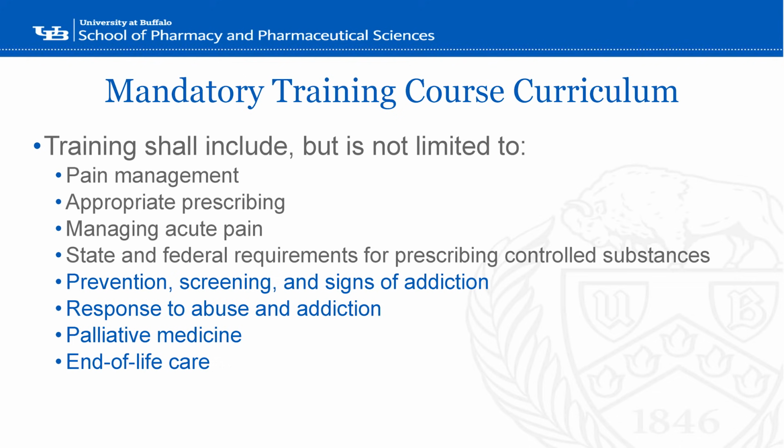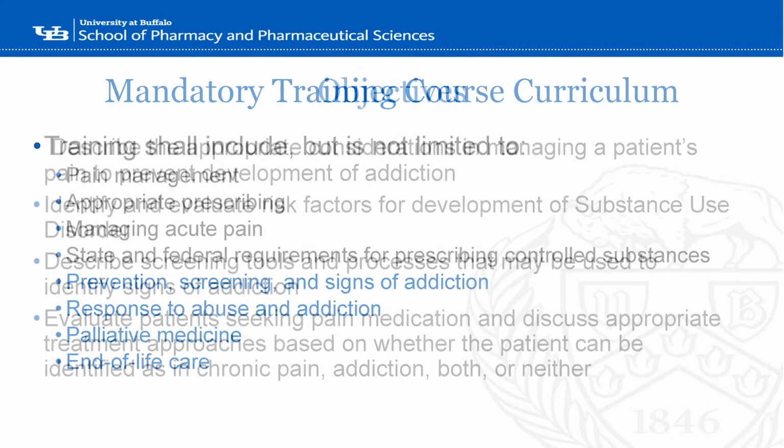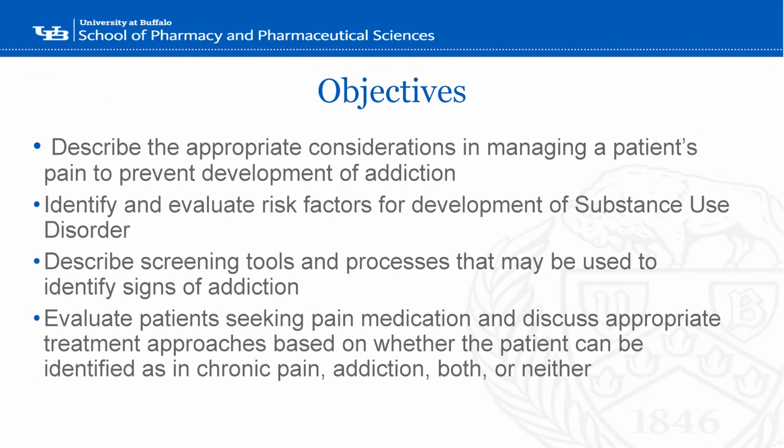For this portion of the course, we are satisfying the New York State mandate to cover prevention, screening, and signs of addiction, response to abuse and addiction, palliative medicine, and end-of-life care. The objectives for Part 2 are to describe the appropriate considerations in managing a patient's pain to prevent development of addiction, to identify and evaluate risk factors for development of substance use disorder, to describe screening tools and processes that may be used to identify signs of addiction, and to evaluate patients seeking pain medication and discuss appropriate treatment approaches based on whether the patient can be identified as in chronic pain, addiction, both, or neither.